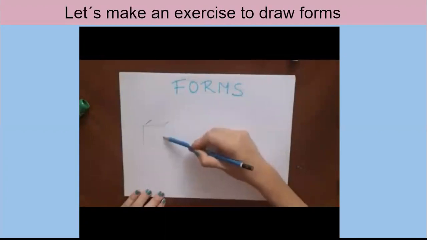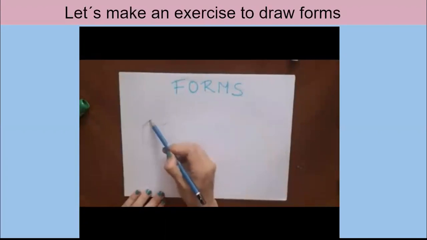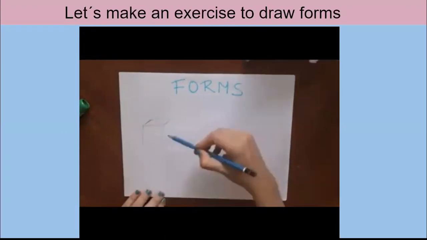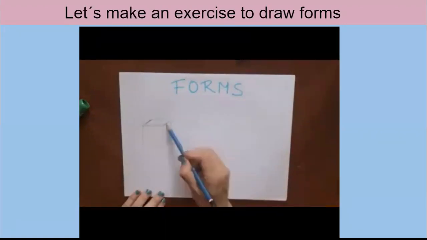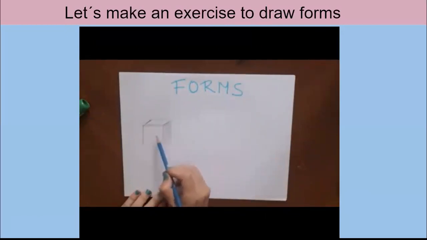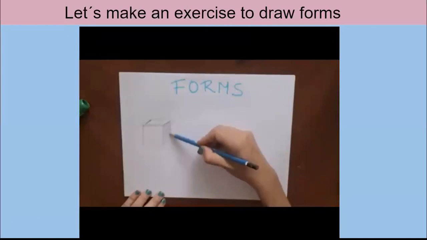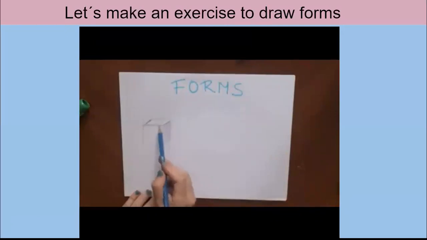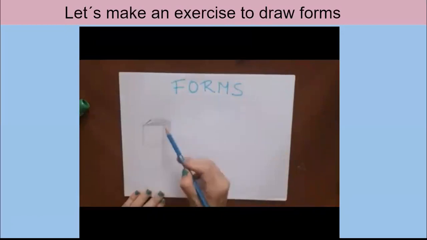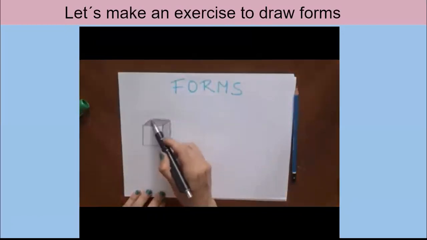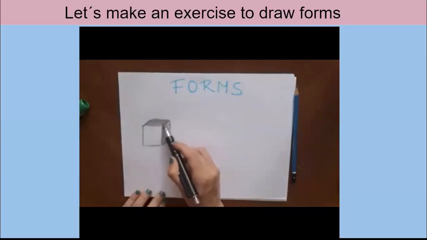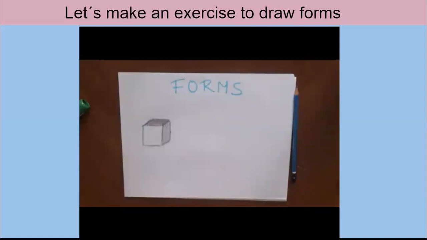These lines over here are what is going to make your drawing look three-dimensional. You're going to do the shades. This is what we call a shade. You're not going to do the shade here, here, and here. You're only going to do the shades on two sides of the cube, here and here. So there you have a cube.